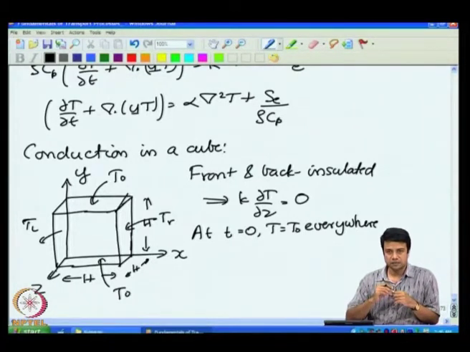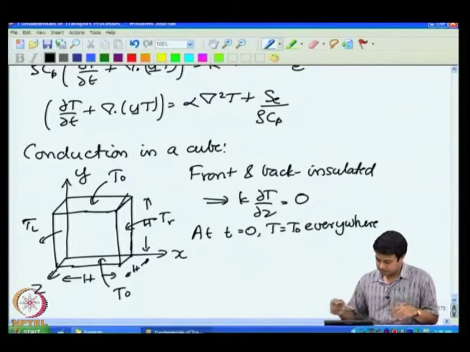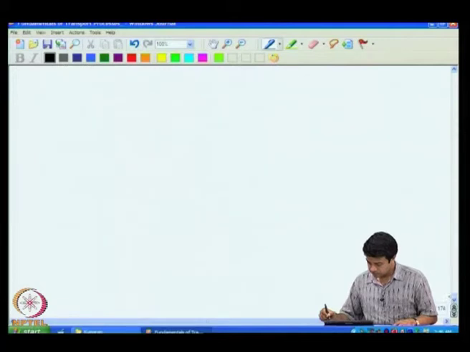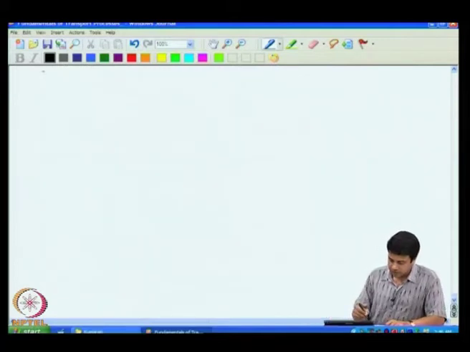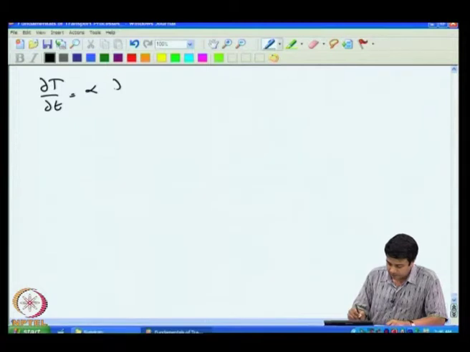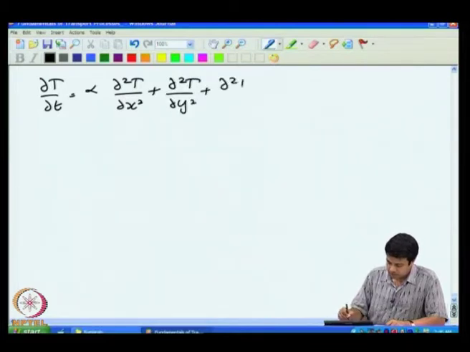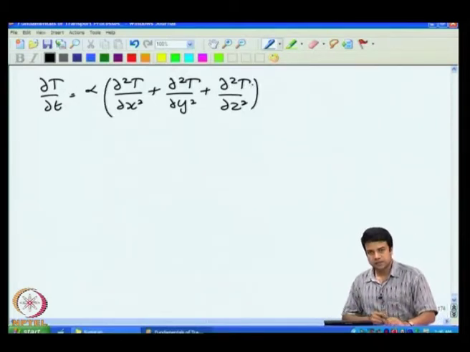This is an unsteady state problem. There is no mean velocity, and therefore, u x, u y and u z are all 0. So, this is an unsteady state diffusion problem. So, let us start. The equations, no velocity, therefore, the equations are dT by dt is equal to alpha times d square T by dx square plus the other second derivative terms. There are no sources or sinks within this volume.